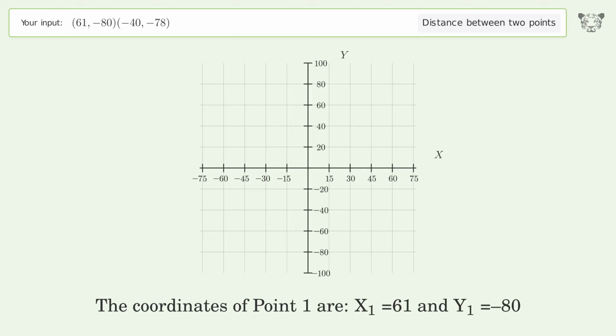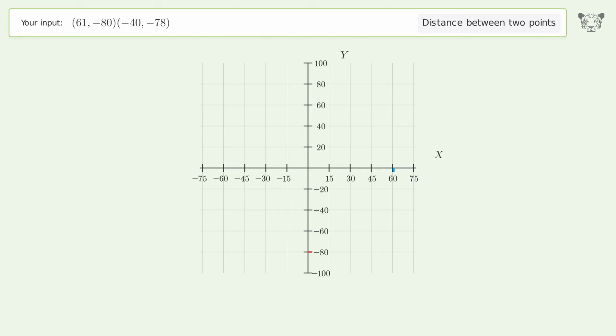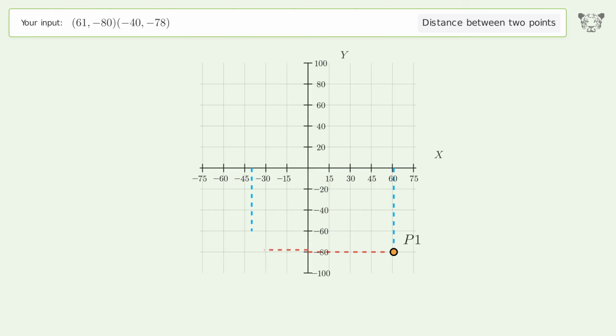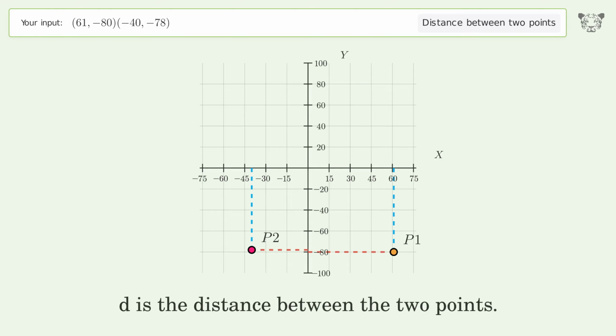The coordinates of point 1 are x1 equals 61 and y1 equals -80. The coordinates of point 2 are x2 equals -40 and y2 equals -78. D is the distance between the 2 points.